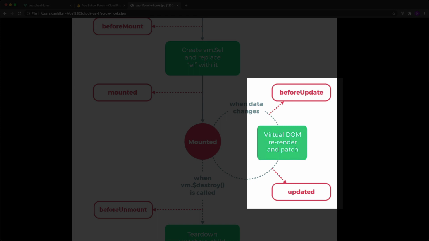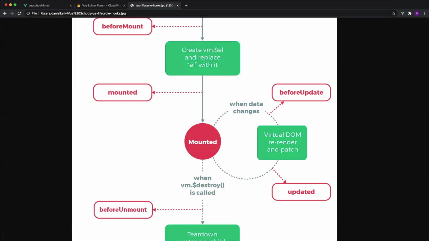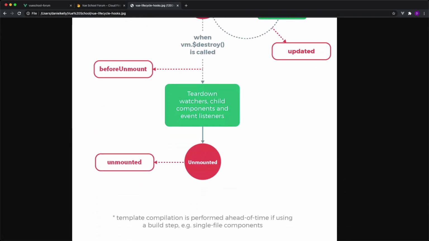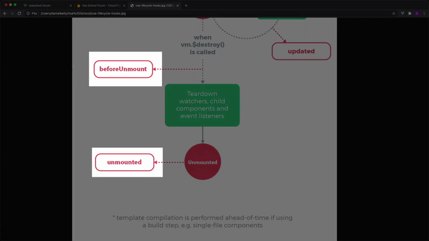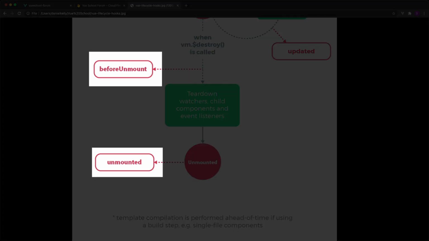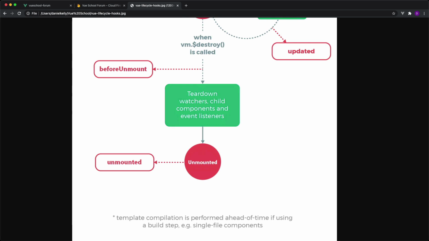Here, on the right, we see the beforeUpdate and updated hooks that run when data changes. Later on, when the component is about to be destroyed or unmounted, the beforeUnmount and unmounted hooks are triggered. Alright, enough theory. Let's see how we can use the hooks in our application.